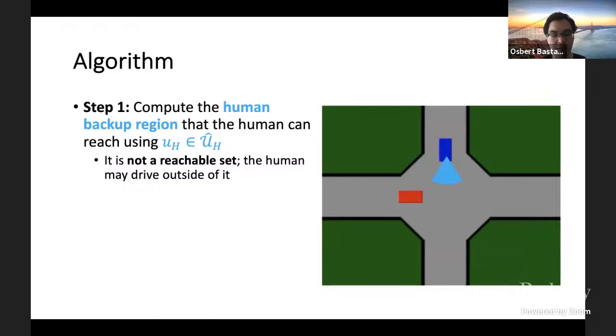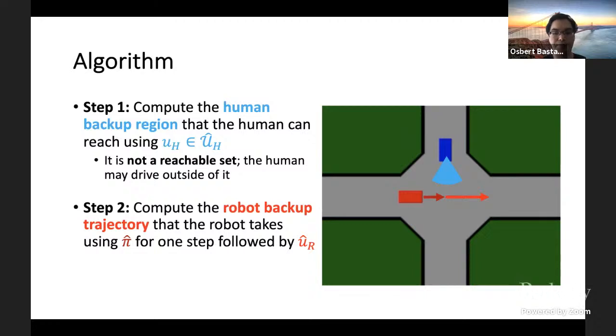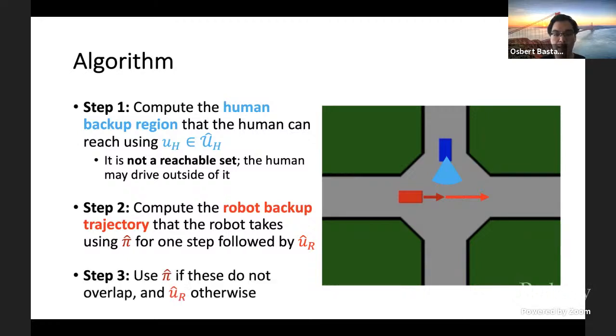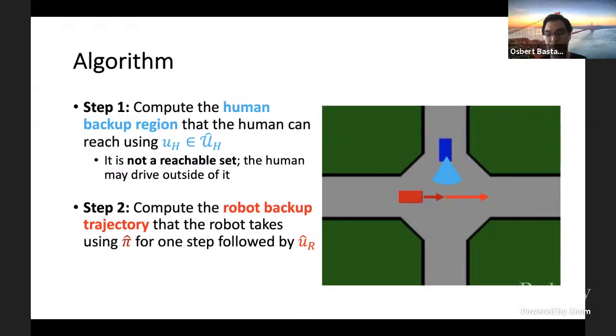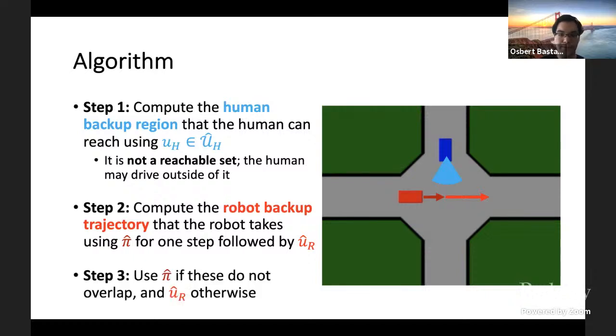Our algorithm proceeds in 3 steps. The first step, we're going to compute the human backup region. This is the reachable set using the human backup actions U hat H. And as I said, this is not the reachable set of the human. The human might actually drive outside of this region. The second step is to compute the robot backup trajectory. And following the shielding strategy, we're going to first take one step using pi hat, and then take multiple steps over some bounded horizon using U hat R.